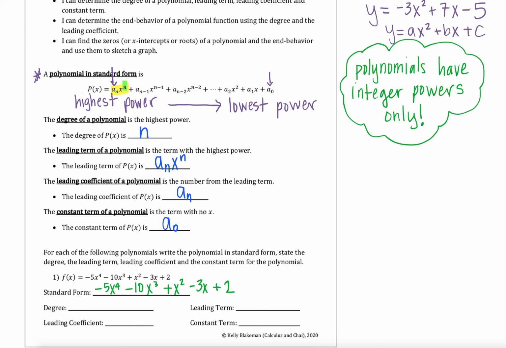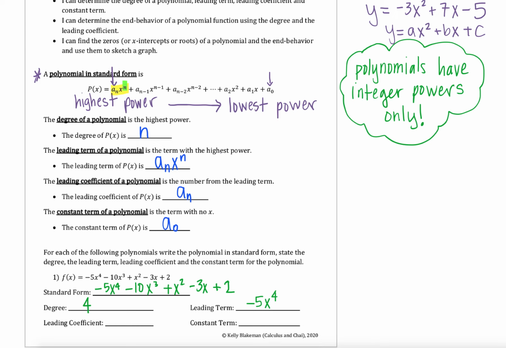What's the degree of this polynomial? Well, our degree is our highest power. So for this polynomial, our degree is going to be 4, since 4 is our highest power. What's the leading term for this polynomial? Now the leading term is the term with the highest power, so that would be the negative 5 times x to the fourth term.